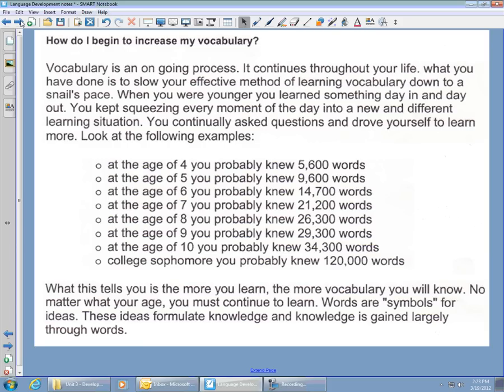This page shows you that development of vocabulary over time. By the age of 10, you're in the thousands of words, 30,000 words. College sophomores up to 120,000 words. What we're finding out in terms of language development is that the more you learn, the more vocabulary you know. This is why reading is important. This is why pushing yourself to find texts that are outside of what you already know is useful because it's one way to learn language.